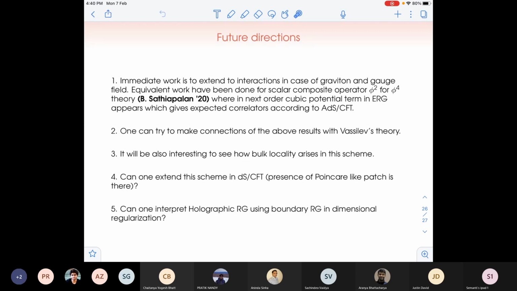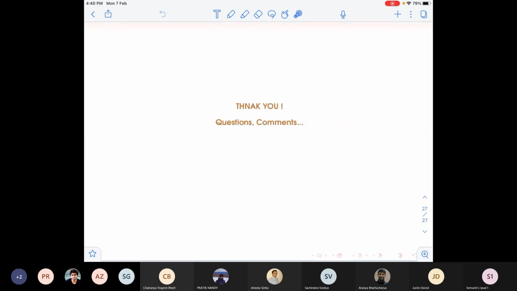Another problem maybe one can try: we are using ERG, but what if one uses dimensional regularization in the boundary RG? So how can one interpret holographic RG in terms of dimensional regularization in the boundary? So that ends my talk, and thank you.